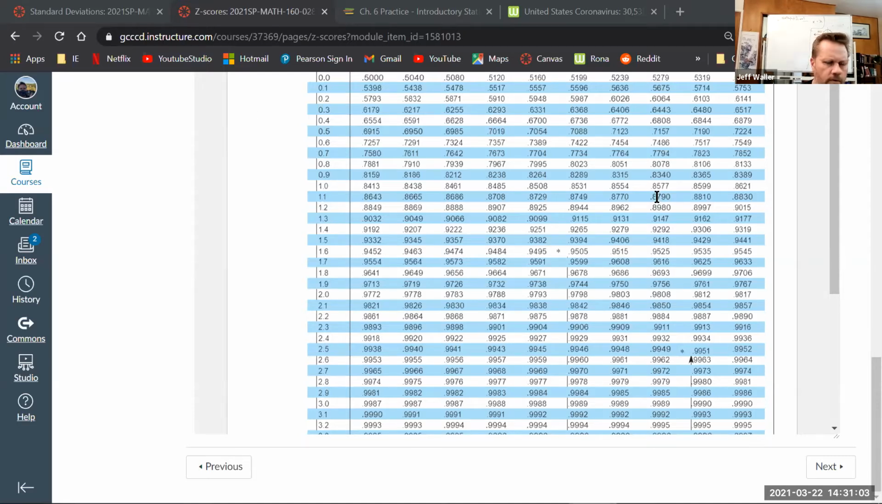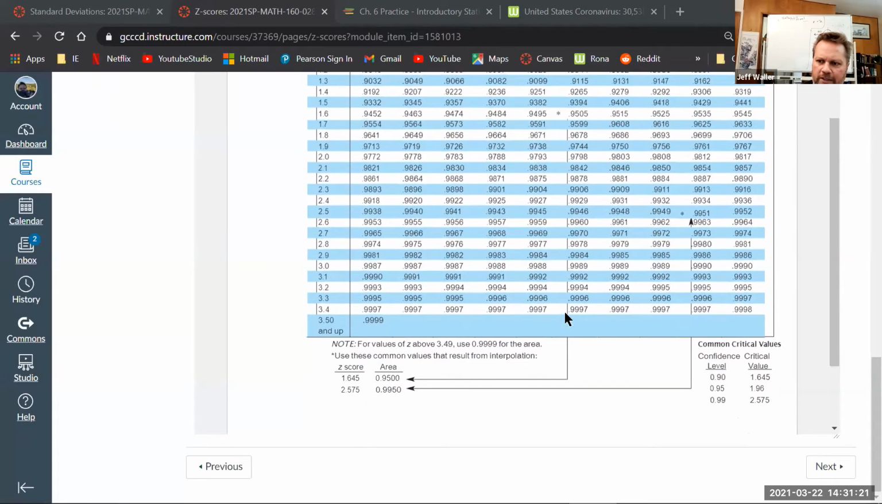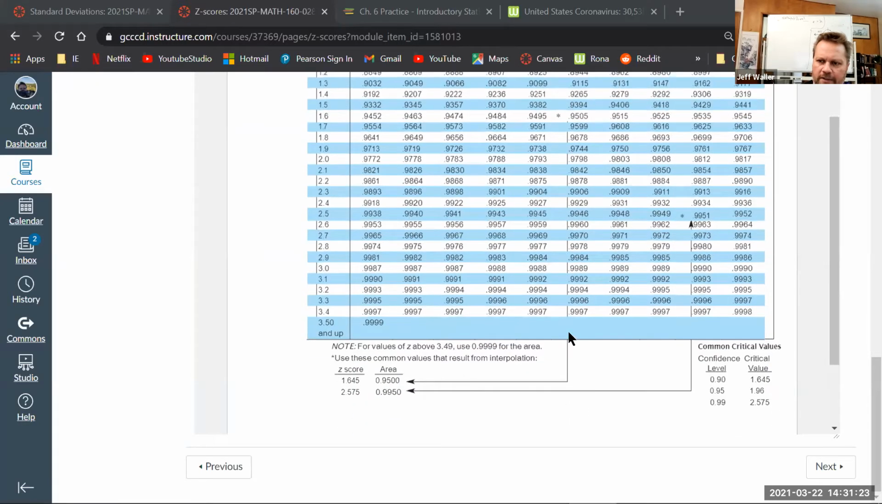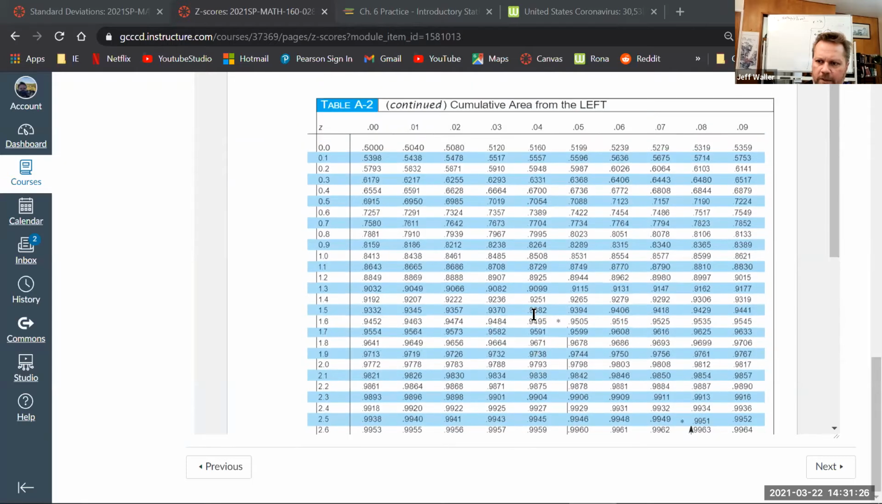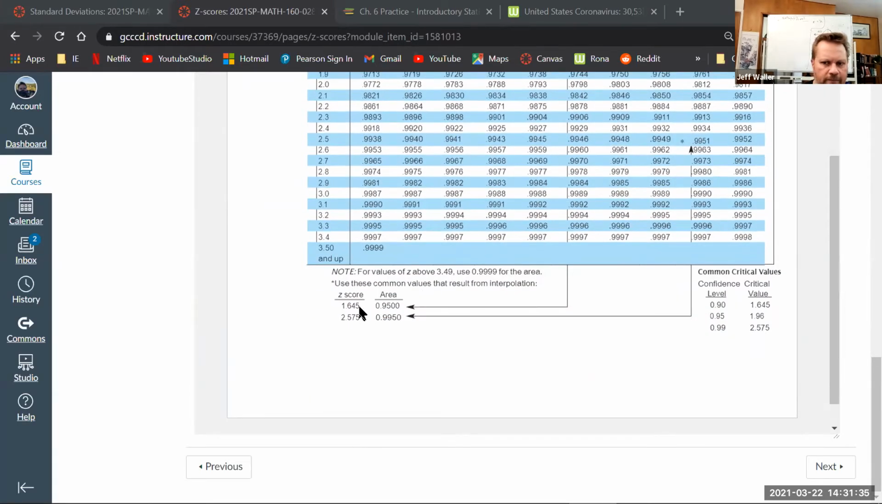The closest is 0.9505. Actually, do you see how these are exactly the same distance apart? Do you see the little asterisks? There's supposed to be a line, and of course the formatting got all freaked out. But if you follow that down, this one would be 1.64 and this one would be 1.65. Since it's right in between, it's 1.645.